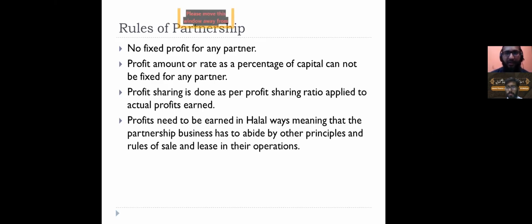So if the profit sharing ratio is 60-40 or 70-30, it would be applied to the actual profit, which can be very high, very low, positive, or negative, and it does not really fix profit for any partner. So the profit sharing mechanism has to be such that it is not fixing profit for any partner. It allows profit sharing, but based on a profit sharing ratio that is applied to the actual profits that are earned in the partnership.